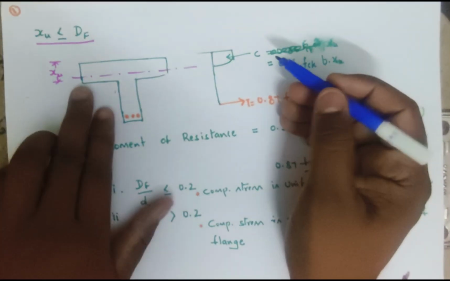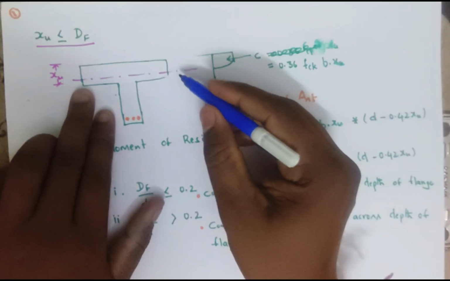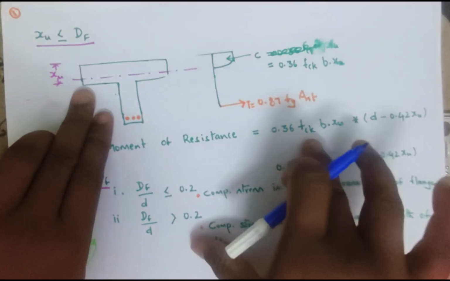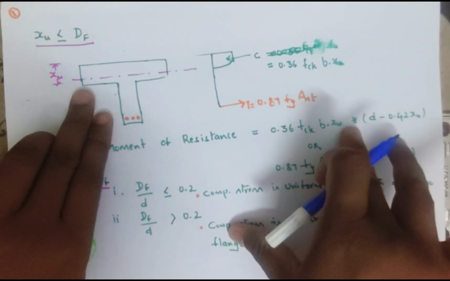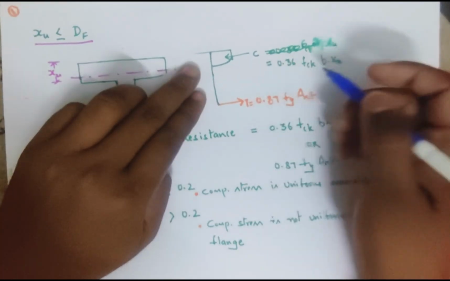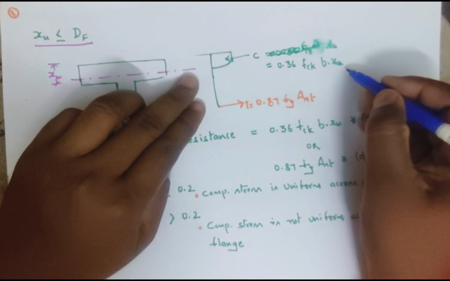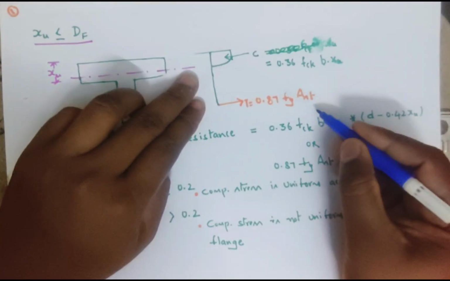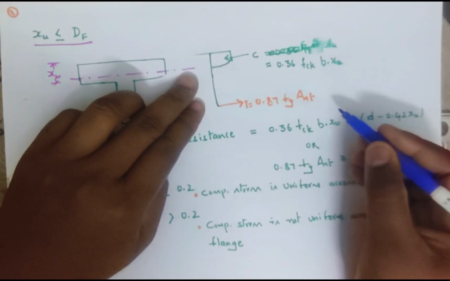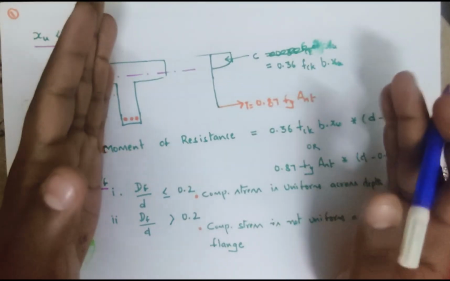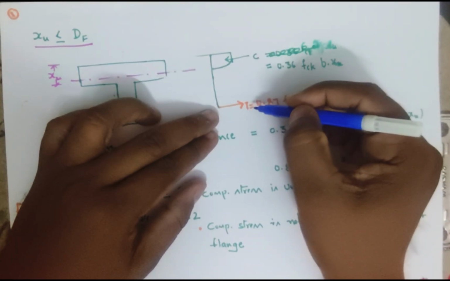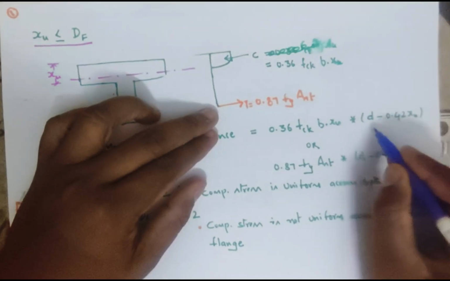See, when the depth of neutral axis is within the flange, the analysis remains the same as the rectangular portion. As we discussed in the case of rectangular portion, the C value will be 0.36 fck into B into XU and T value will be 0.87 fy Ast. To get the neutral axis, we need to equate C equal to T, and the distance between C and T, which is known as lever arm, is d minus 0.42 XU.